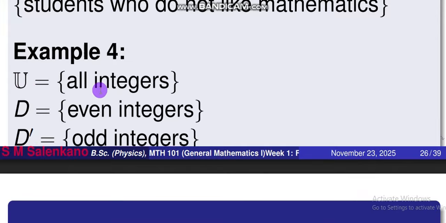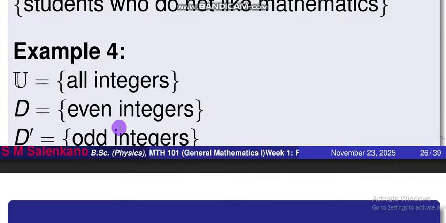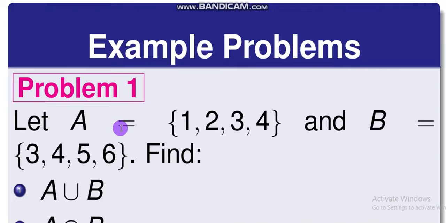Then another example is if this set U is a set of all integers, and then remember integers are whole numbers, right? Okay. Then D is a set of all even integers, integers that are divisible by 2, such as 2, 4, 6, 8, 10, and so on. Then D complement should be odd integers, right? Because integers can either be even or odd. So if D is a set of even integers, then its complement should be a set of odd integers. I hope you understand that.